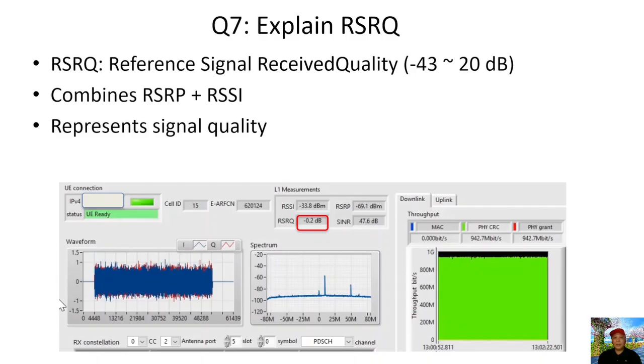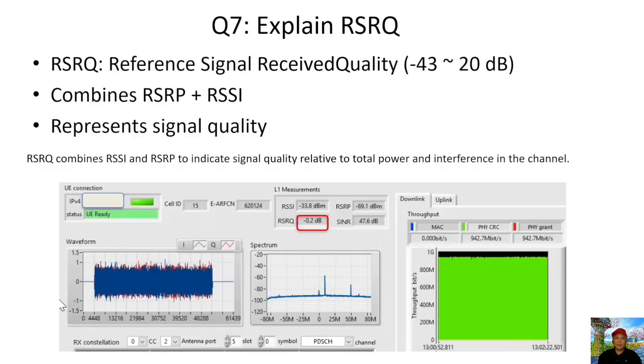RSRQ combines RSSI and RSRP to indicate signal quality relative to the total power and the interference in the channel. So, high RSSI could indicate high interference, not necessarily wanted high RF power. 5G RSRQ range is defined as -43 dB to 20 dB. 5G RSRQ can be a positive or negative value, whereas LTE RSRQ is always a negative value.